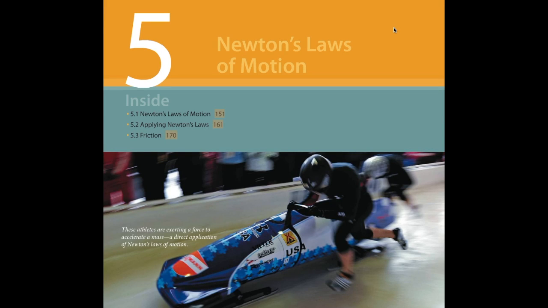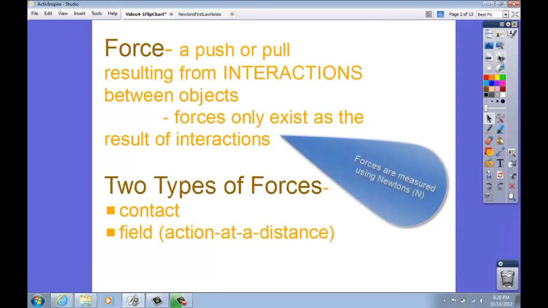In Chapter 3, we studied how an object moves, how far it moves, its displacement, how fast it moves, its velocity, how much its velocity is changing when we looked at acceleration. When we look at why an object moves, we can answer that question with one simple word: forces. A force is a push or a pull. That's a very basic definition for a force. And when objects are interacting, forces exist.